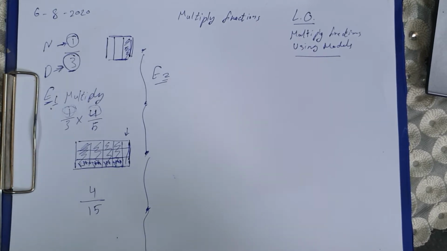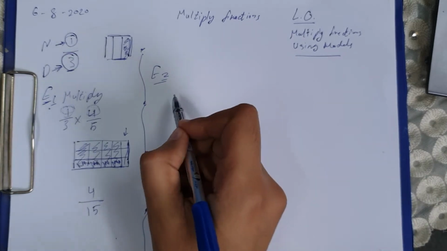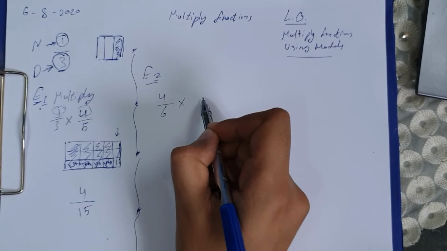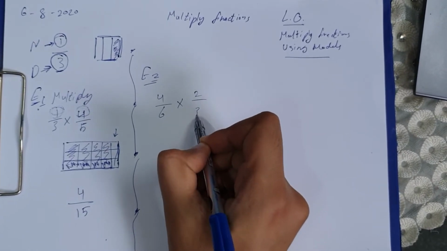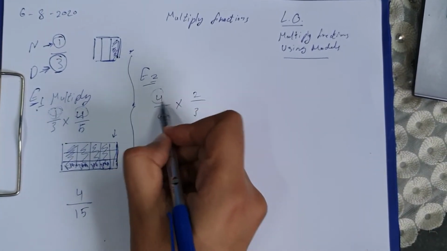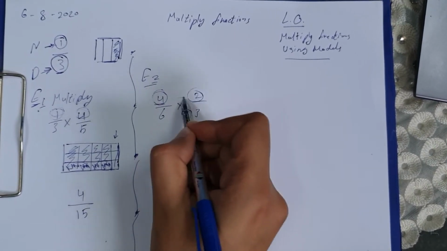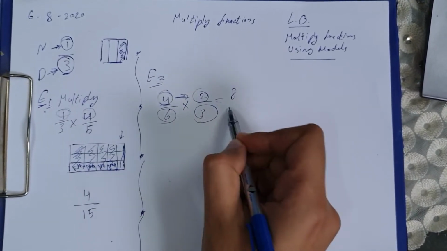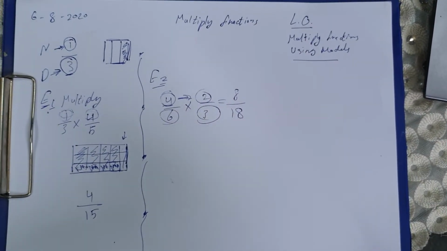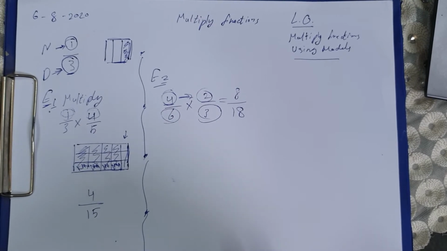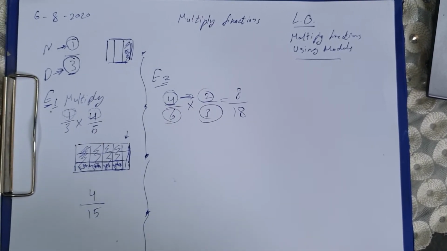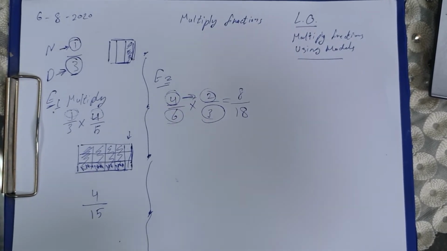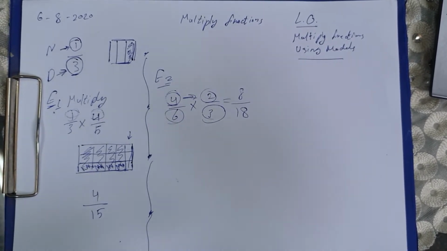Example 2, directly I have 4 over 6 times 2 over 3, for example. Then I will multiply the numerators directly, which is 4 times 2 equals what? Equals 8, and 6 times 3 will be 18. In this lesson, I will not discuss how to simplify the results. I only represent how to multiply using models and how to multiply fractions directly.